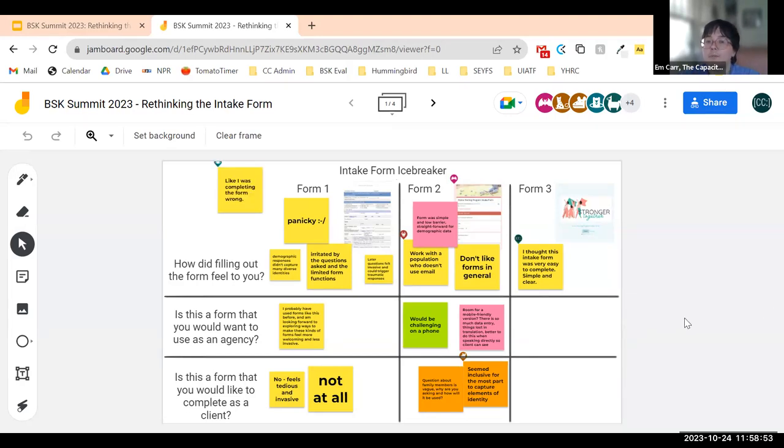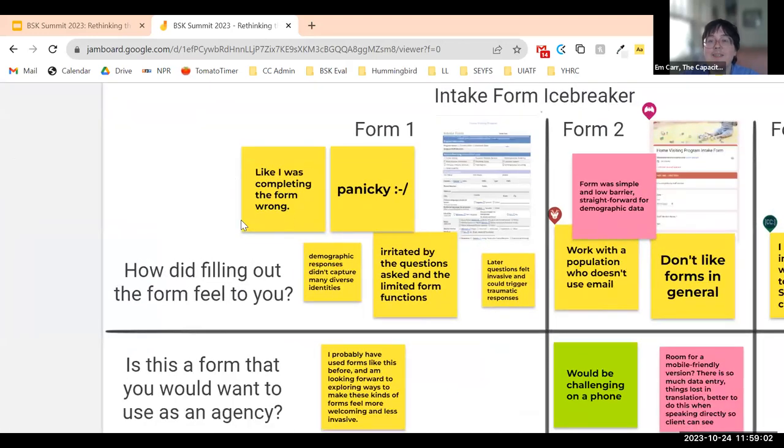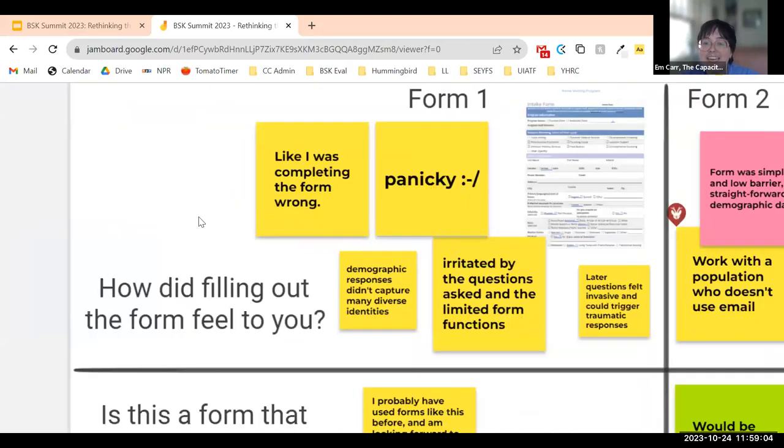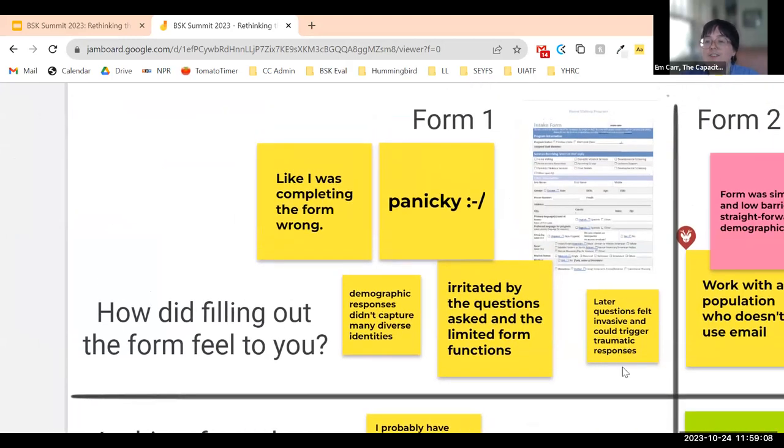Maybe let's start with form one. I am seeing, how did filling out the form feel to you? Like I was completing the form wrong, panicky, irritated by the questions. Questions felt invasive. Demographics didn't capture many diverse identities. Does anyone want to elaborate on any of those points? For those of you who didn't fill out this form, it was a Word document that you had to download and then type in.